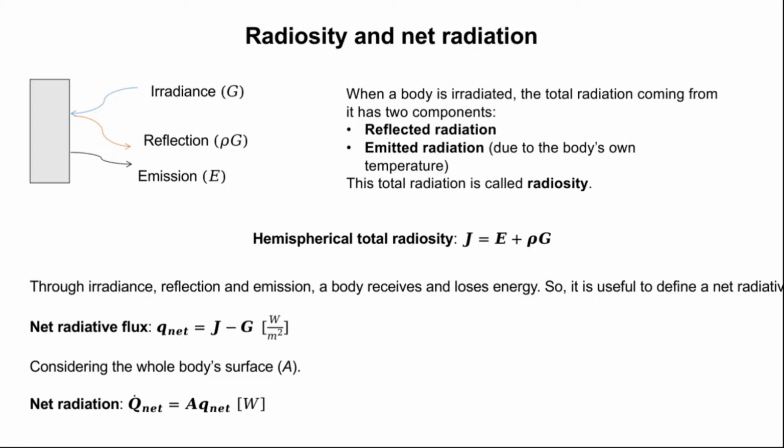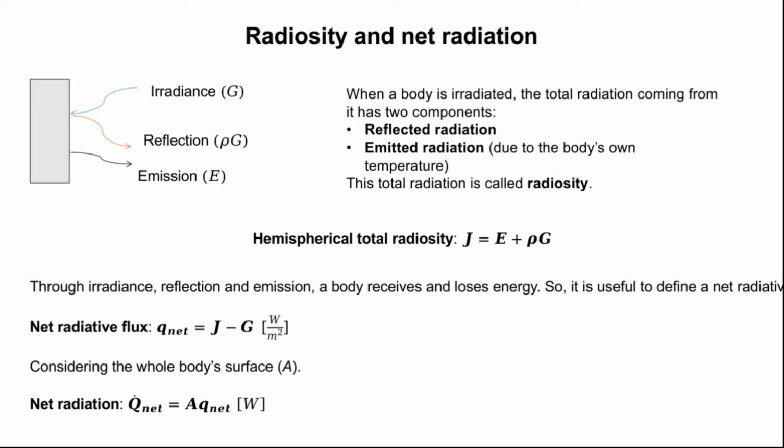When a body is irradiated, the total radiation coming from it has two components: the radiation it reflects, and the radiation it emits, which is due to that body's own temperature. This total radiation is called radiosity, and it can depend on the radiation's direction and wavelength. The overall radiosity, integrated over the whole wavelength range and all the possible directions, is the hemispherical total radiosity, and it is defined as the sum of the emitted and reflected radiation.